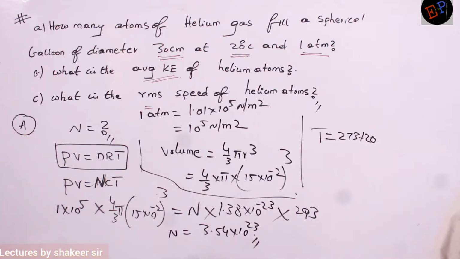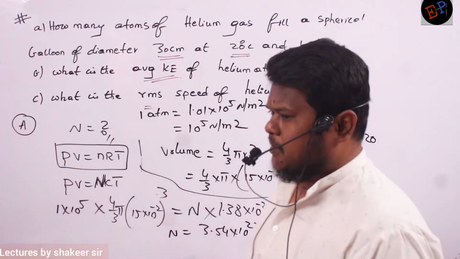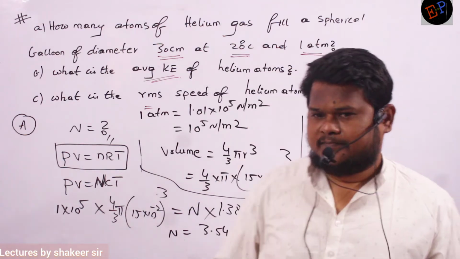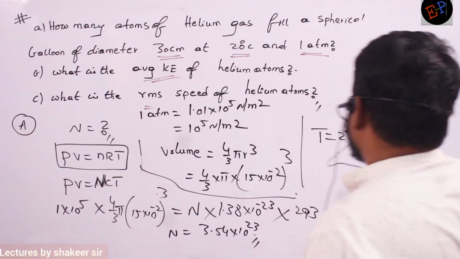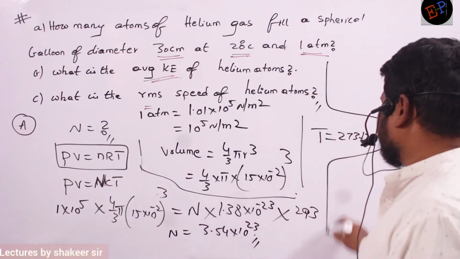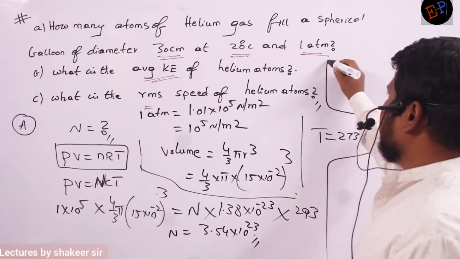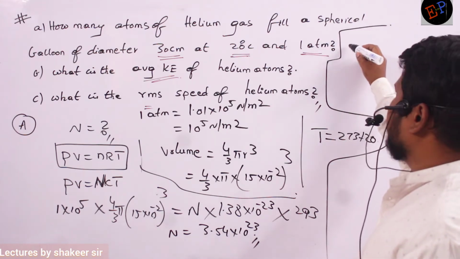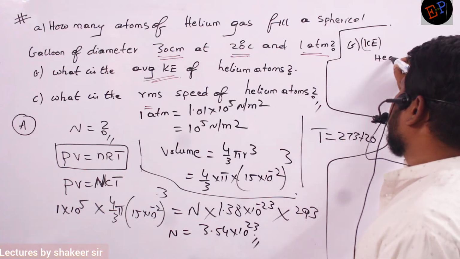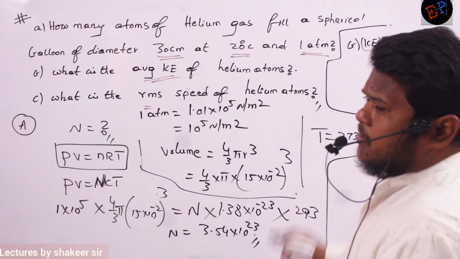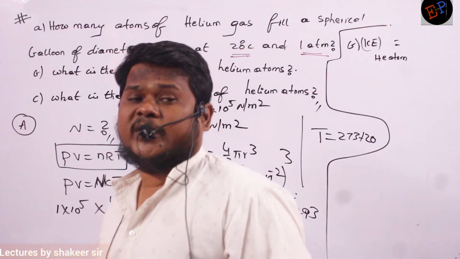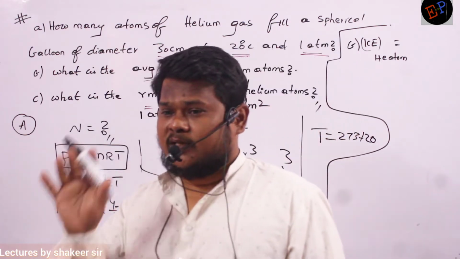So by which equation have we done this calculation? PV is equal to NkT, the ideal gas equation. Clear? Then he is asking the second question. What is the next question he is asking? What is the average kinetic energy of a helium atom? What is the formula to calculate kinetic energy? 3 by 2 kT for a single atom or single molecule.